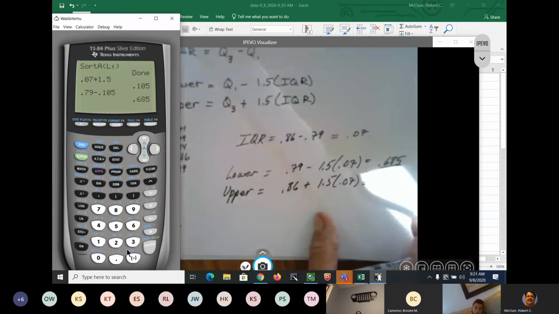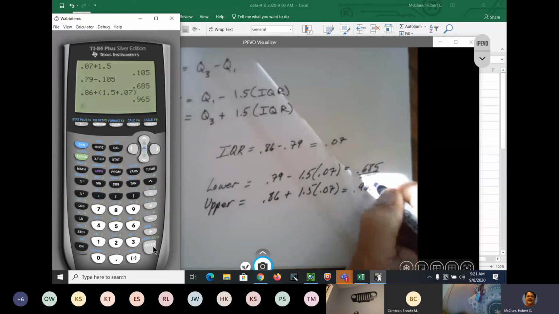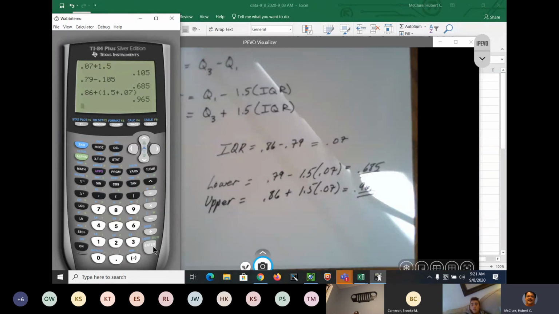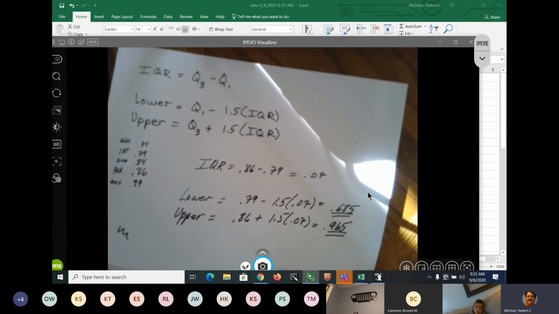And the upper bound is going to be 0.86 plus parentheses 1.5 times 0.07 close parentheses, enter, 0.965. So without the empirical rule, anything below 0.685 and above 0.965 is an outlier. Sorry about that light shining in.